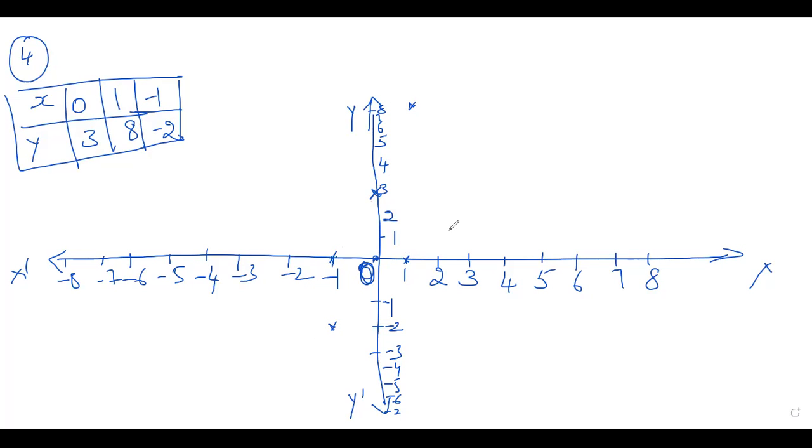We have all the points here, children. Now, join all the points so that you will get a straight line. Write the points here. 1, 8. Minus 1, minus 2, and it is 0 comma 3. We'll see the next one. Fifth sum.